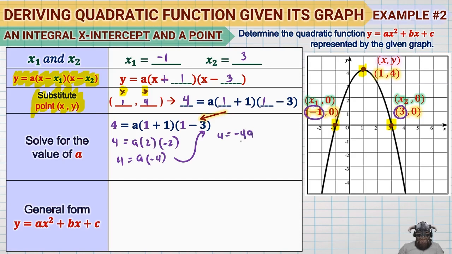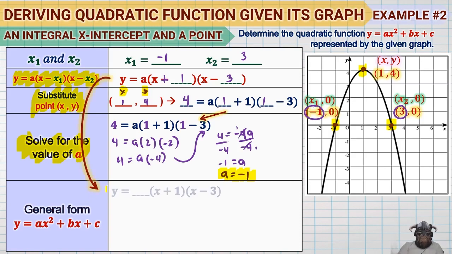Then, right now, we can divide this both by negative 4. Negative 4 divided by negative 4 is 1. Then 4 divided by negative 4 is negative 1. So A is equal to negative 1. So pwede natin siya isulat na ganyan. In this case, alam natin na is opening downward. Kaya nga negative 1 yung A natin. So as we continue, we'll try to use this value of A for us to get the general form.